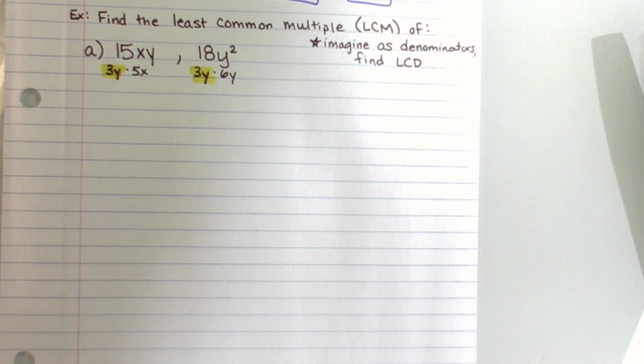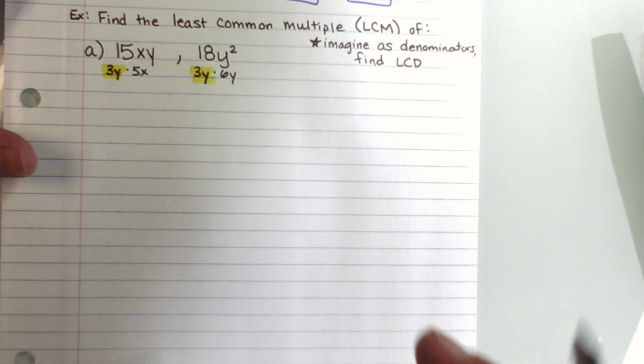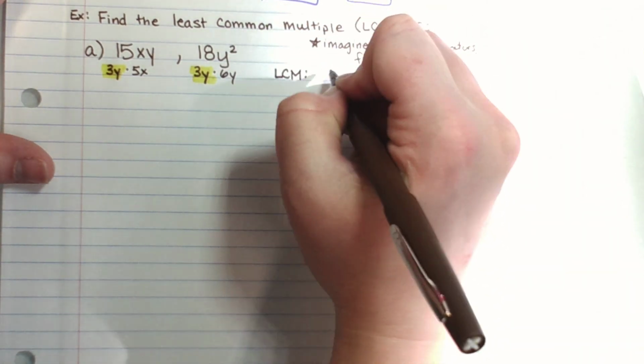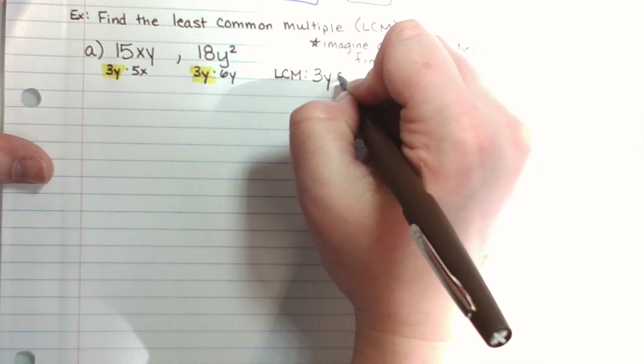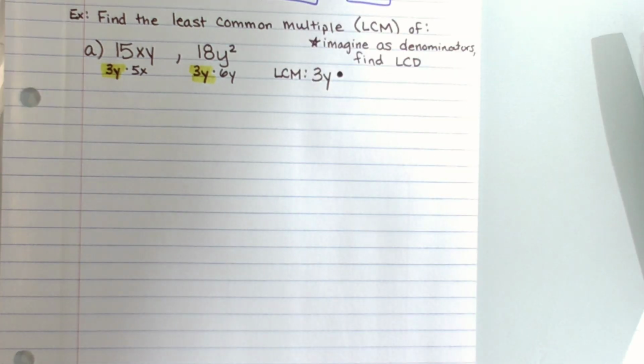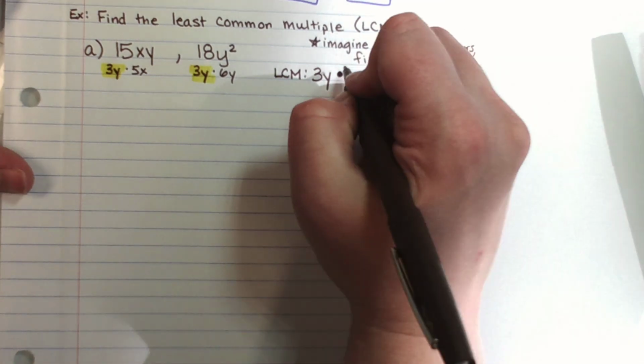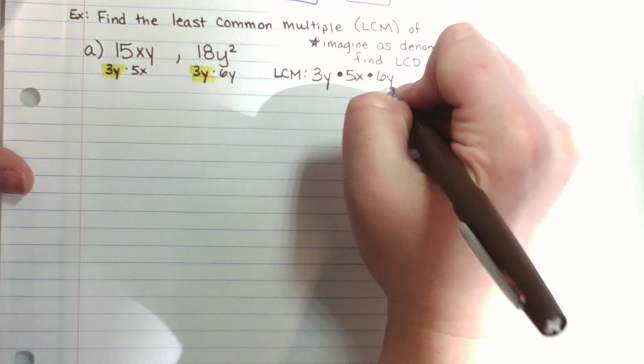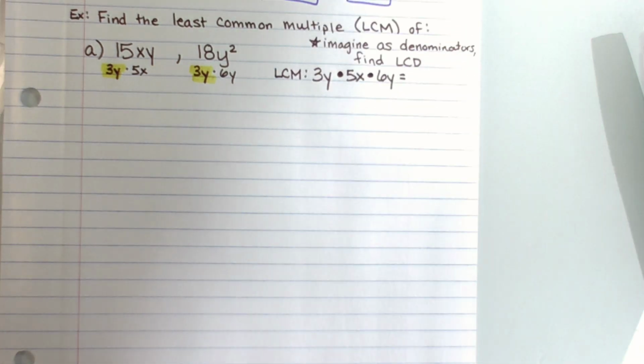Everything they have in common, you need one of the thing they have in common in the LCD, or in the LCM in this case. So I need a 3y. I need to multiply it by all the things it doesn't have in common. The first term did not have in common a 5x. The second term did not have in common a 6y. Multiplying all those together will give you your least common multiple.